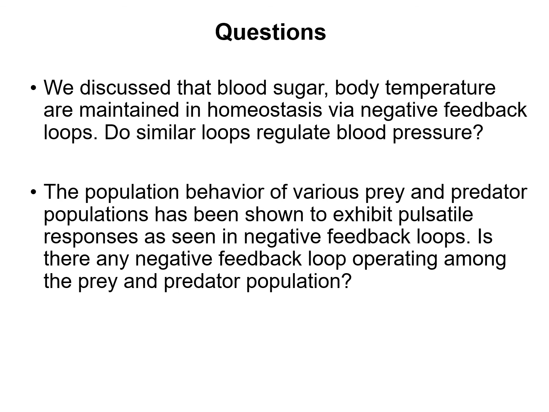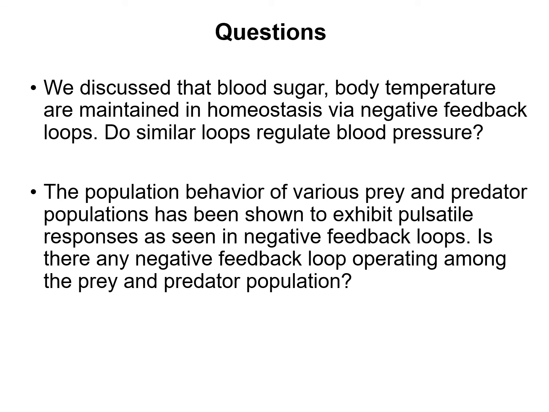In this webinar, there are specific questions that you can think about and respond to in the comment section at your own convenience, anytime. We discussed that blood sugar and body temperature are maintained in homeostasis via these negative feedback loops. The question is, do similar loops regulate blood pressure? That is also a vital sign, and for the functioning of the human body it needs to be maintained in a specific regime. Are there similar feedback loops? If yes, what are the different components of those loops?